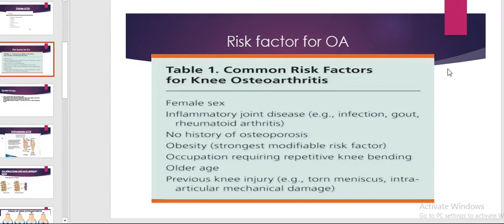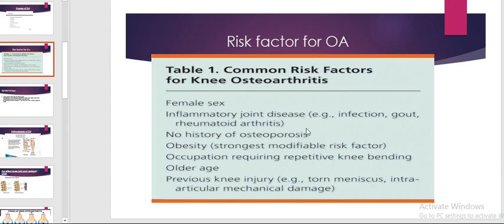Okay guys, now I can't wait to continue this. Then there are inflammatory joint diseases like infection, gout or rheumatoid arthritis. These are also conditions that can lead to osteoarthritis, because rheumatoid arthritis is an autoimmune disease that can affect many joints, even the whole system. Then there is osteoporosis and obesity, which is a strong modifiable risk factor.